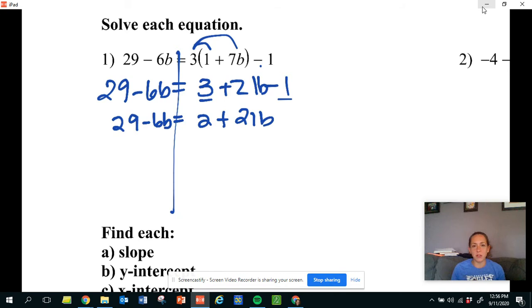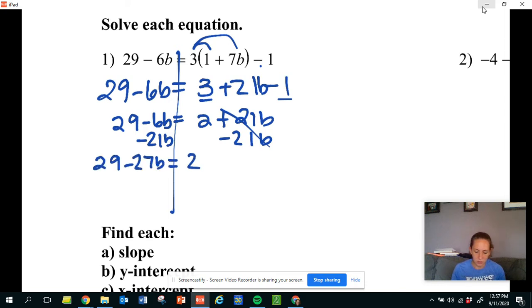It does not matter which side you move the variables to. I will just move them to the left because that's what I normally do. So I'm going to subtract 21b on both sides. Please make sure that you only do it once per side of the equal sign. Okay, so these cancel out. And I will get 29 minus 27b equals 2.